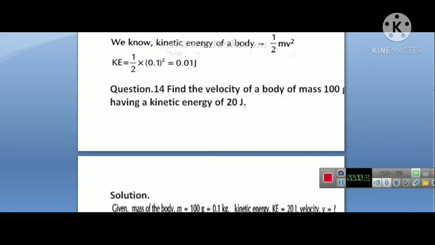Find the velocity of a body of mass 100 gram having kinetic energy of 20 joule.